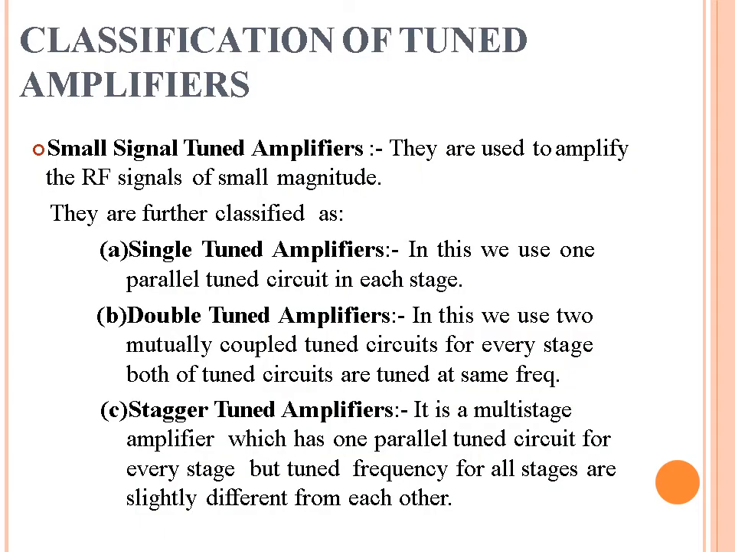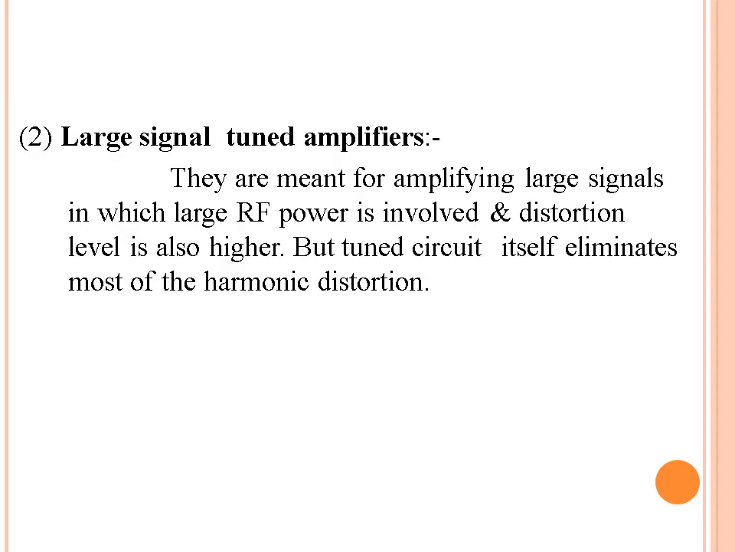Next, as I said earlier, in a single tuned amplifier we use only one tuned circuit, but in double tuned we use two mutually coupled tuned circuits. But in stagger tuned, we use it in a multi-stage amplifier, which has a parallel tuned circuit for every stage. A large signal tuned amplifier amplifies large signals in which large RF power is involved and the distortion level is also higher, but the tuned circuit itself eliminates most of the harmonic distortion.